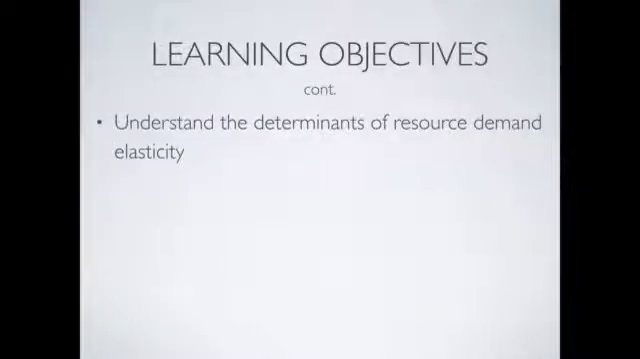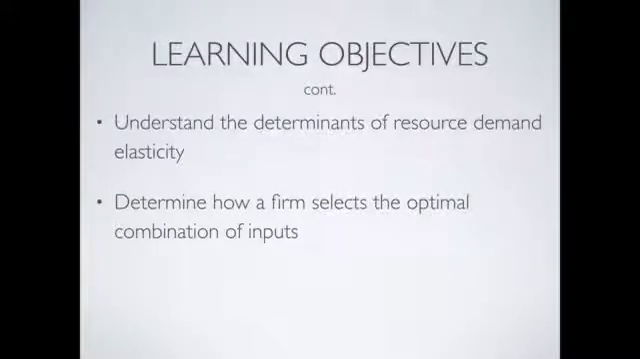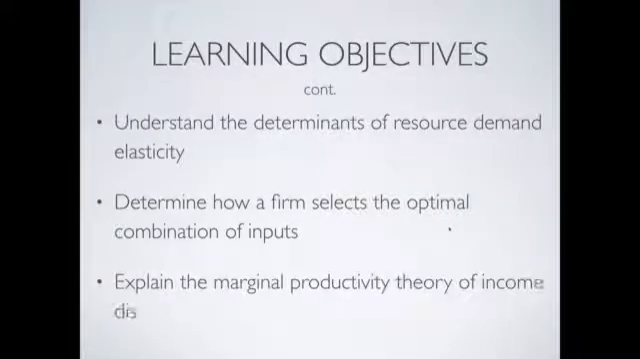Also, the determinants of resource demand, and also the determinants of resource demand elasticity, i.e. what is going to determine between inelastic or elastic demand, the different determinants between those different states of resource demand, and how firms look at and select the optimal combination of inputs. We touched upon this when we talked about cost minimization, but we're going to extend the conversation a little bit further, using what we learned previously with the isoquants and isocosts, but we're going to be taking a look at this in a little bit more detail. And also explain the marginal productivity theory of income distribution.